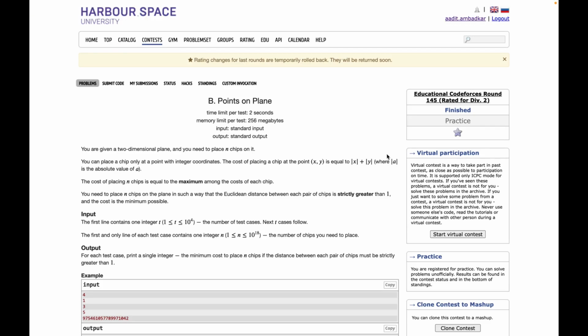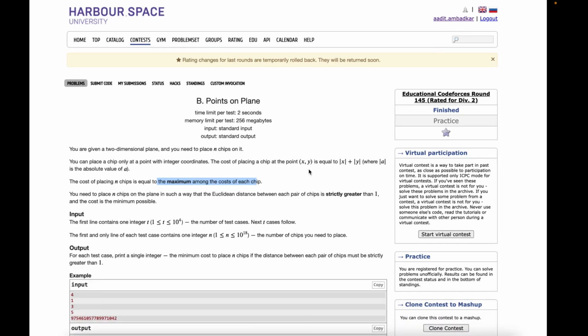Sorry, yes. So this is called the Hamiltonian distance. The Hamiltonian distance is basically, if you imagine the entire grid as a series of blocks, how many blocks far away is it, right? So this is just the Hamiltonian distance to the origin. But you need to place the n chips on the plane in such a way that the Euclidean distance between each pair of chips is strictly greater than 1, and the cost is minimum possible, right? So the cost here, the cost of placing n chips, is the maximum among the costs of each chip.